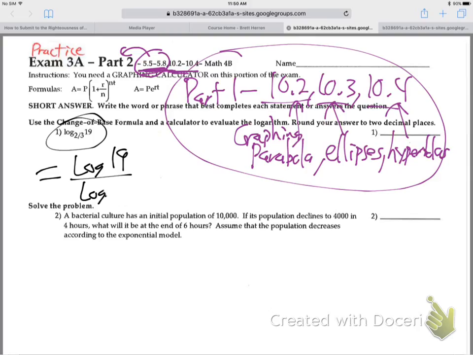Let's make sure you're getting this one okay. Log 19 over log 2/3. You like that 2/3 to be in parentheses, huh? I think y'all know that. Anybody got it? What is it? 7.6. Anybody else getting 7.6?